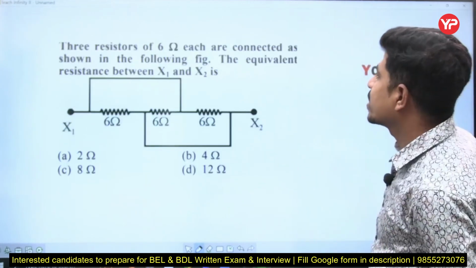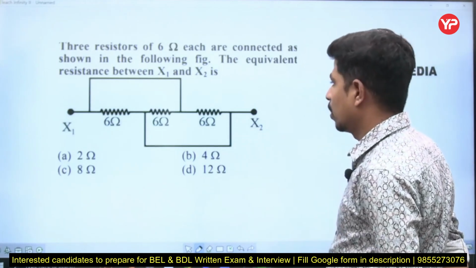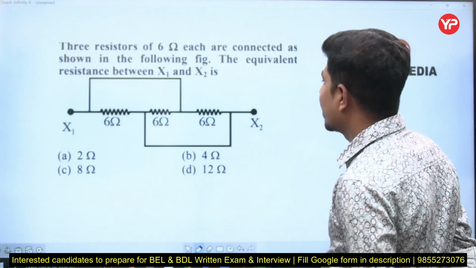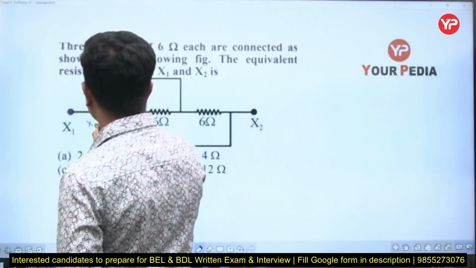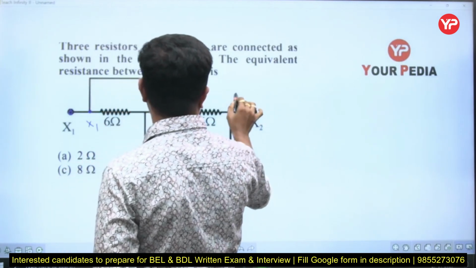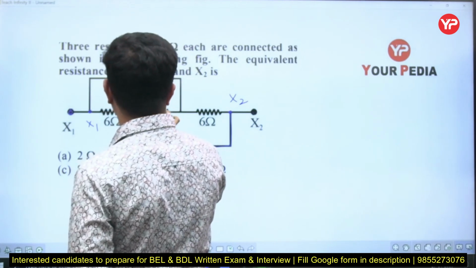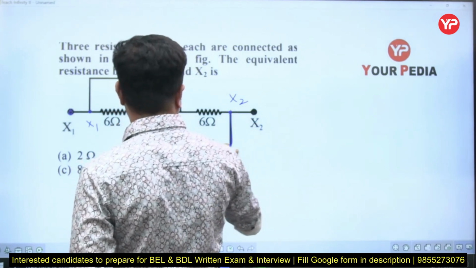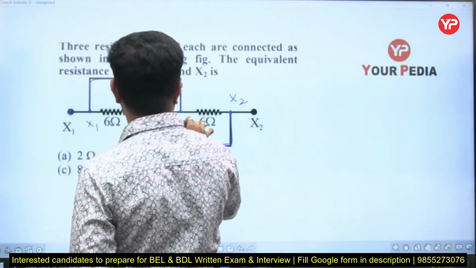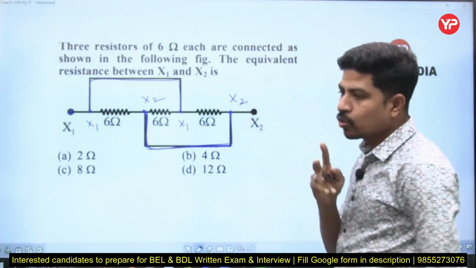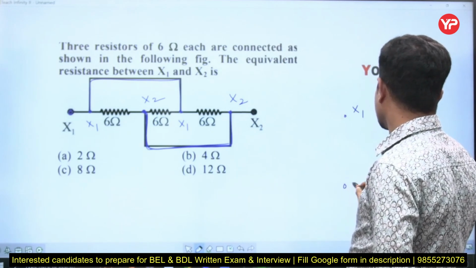Next, three resistors of 6 ohm each are connected as shown in the following figure. The equivalent resistance between x1 and x2 is, if this point is x1, this point is also x1. If this point is x2, this point is also x2. You see, there is a short, means these 2 points are same. If this is x1, because of this short, this point is also x1. So only 2 points will form here, x1 and x2.